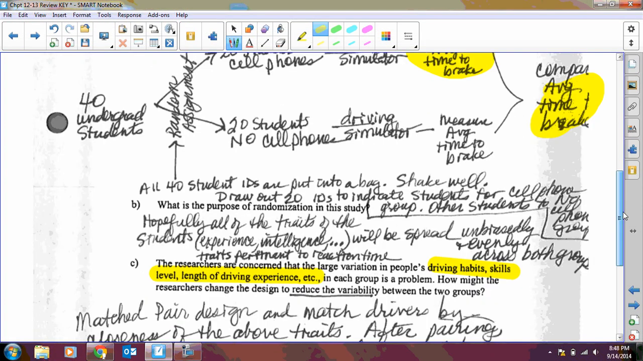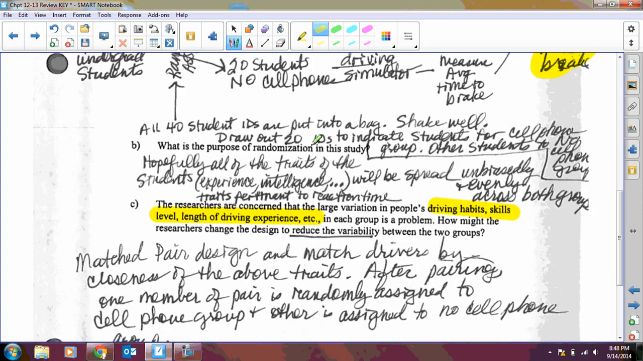Now B says, what's the purpose of the randomization in this study? You were trying to hopefully distribute all traits of the students equally. So experience, intelligence, any traits that are pertinent to the response, which is the reaction time, will be spread evenly and without bias across both groups.